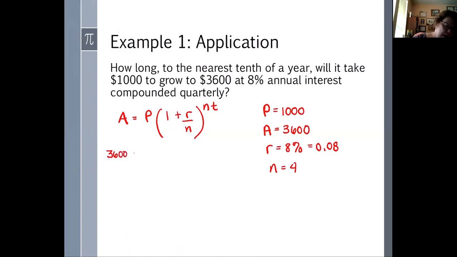3,600 equals 1,000 times (1 plus 0.08 divided by 4) to the 4t. So we're solving this equation for t. I need to do a few things before I can actually take the log of both sides, which is how I'm going to solve this. I'm going to get a decimal approximation. Actually, it's an exact decimal of 1 plus 0.08 divided by 4. I take my calculator out and do that, and I get 1.02.